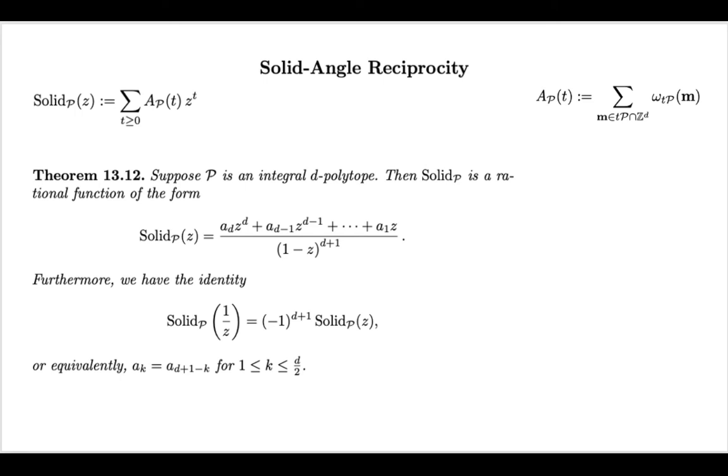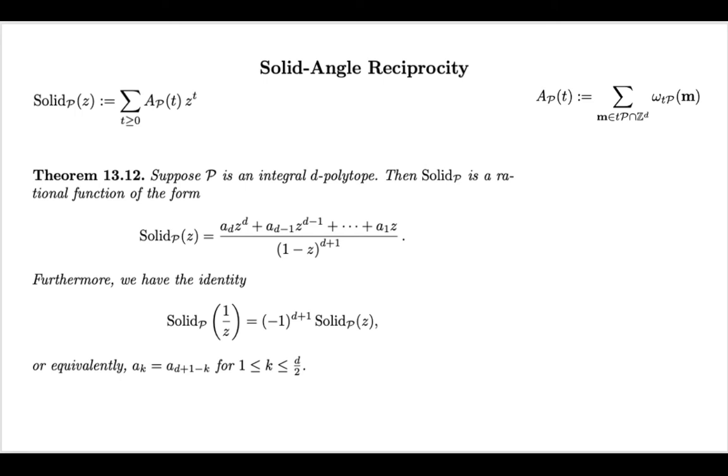Let me finish this video with a generating function version of the reciprocity theorem that we just proved. So let's define the generating function of this quasi-polynomial A sub P as Solid sub P. Then I claim, number one, this is a rational function. This is not a big deal. So I'm giving you the version here where we have an integral polytope. We know the generating function of a polynomial will be a rational function of the form that you see here in theorem 13.12. This fact just follows from Macdonald's theorem that A sub P is a polynomial.